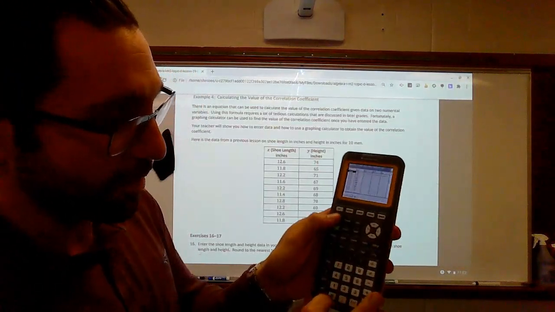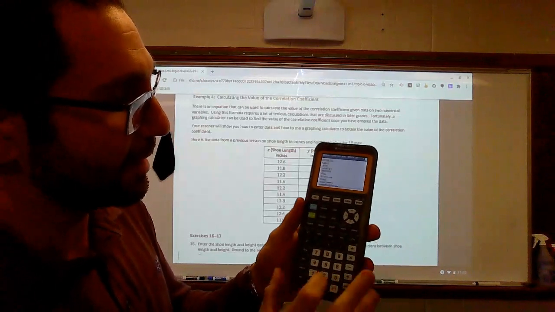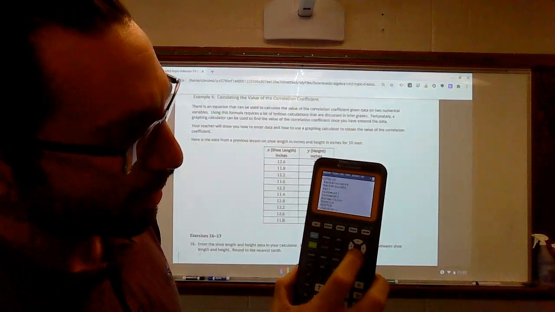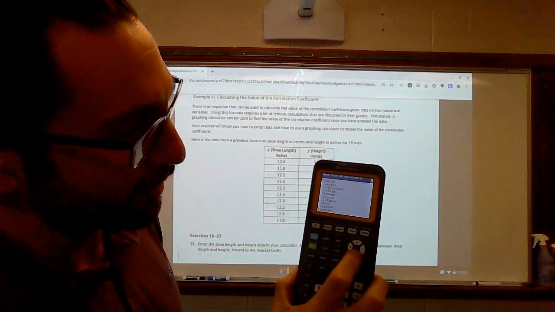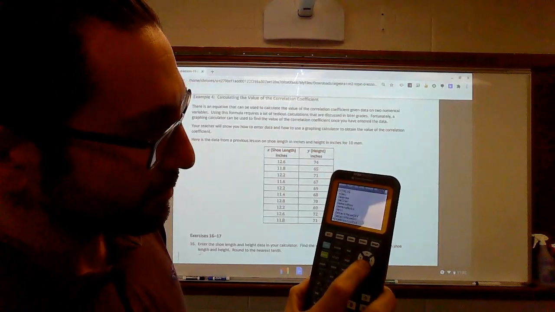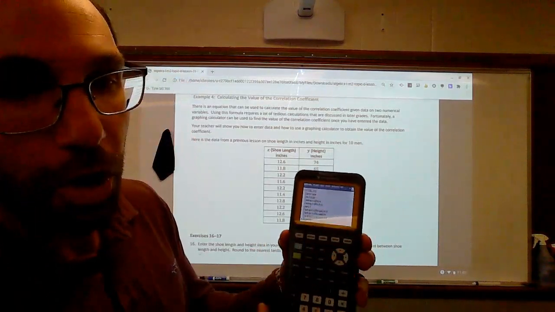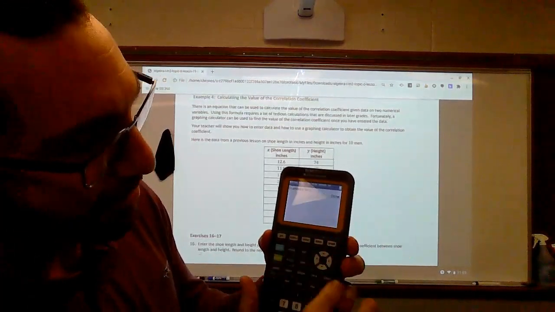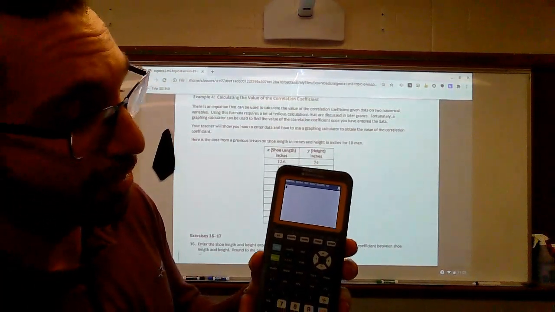So in your calculator, I want you to press second catalog. And then we're going to press this down arrow. And we're going to hold this down arrow for a while until we get to the D's. And we are looking for diagnostic on. When I get to diagnostic on, I'm going to press enter. I'm going to press enter and it says done. We need to make sure we do that.